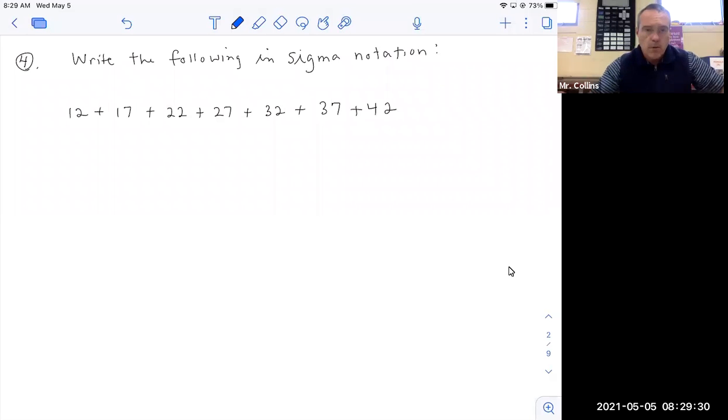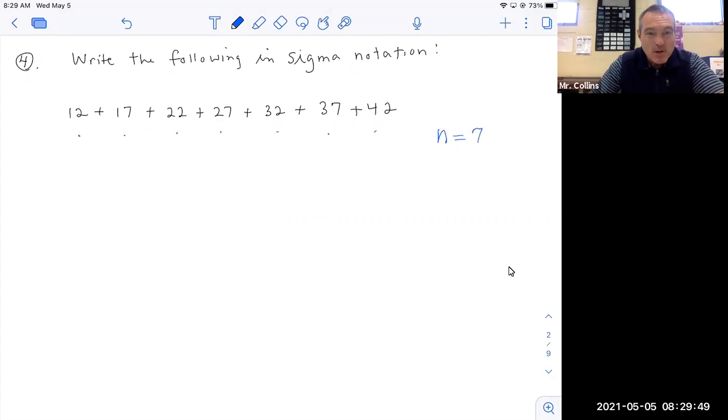Okay, we're continuing with this pre-quiz warm-up. Number 4 says, write the following in sigma notation. So first of all, it's a series. It's finite too. You notice it ends at 42, so you can actually just count up the terms. 1, 2, 3, 4, 5, 6, 7. There's my n. Pretty easy.